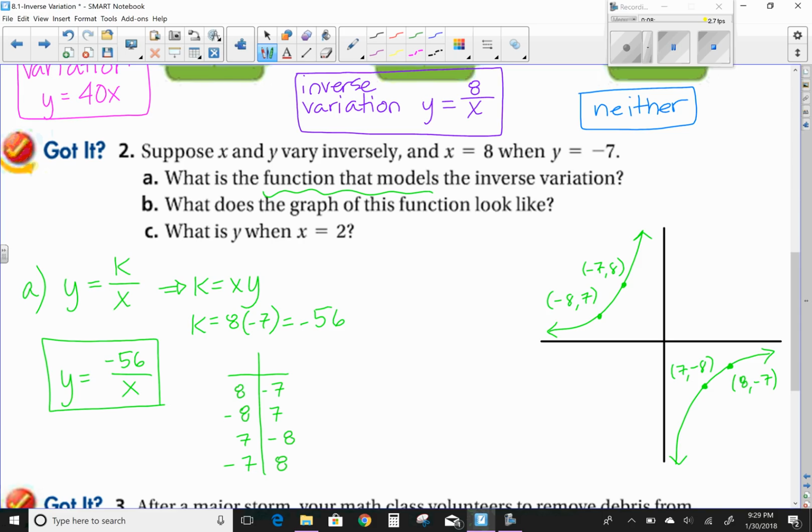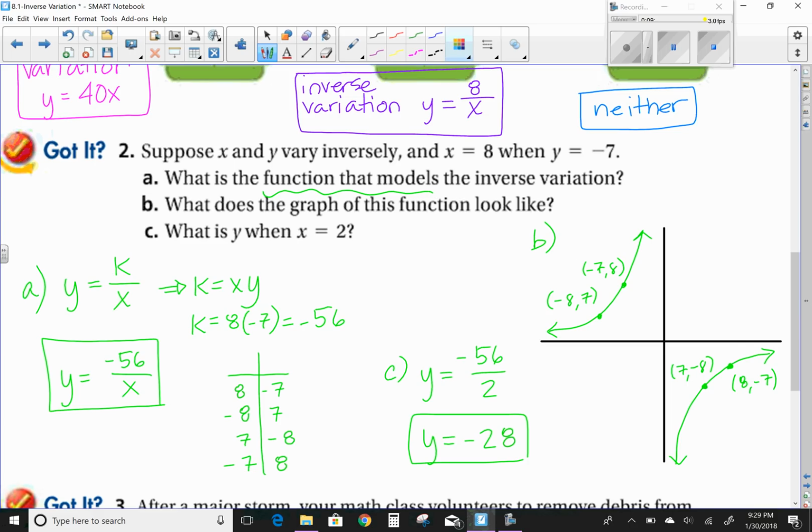Okay, so that was kind of part B. Part C says, what is y when x equals 2? So I'm using this function that we just got. What is y when x equals 2? Y is -28.